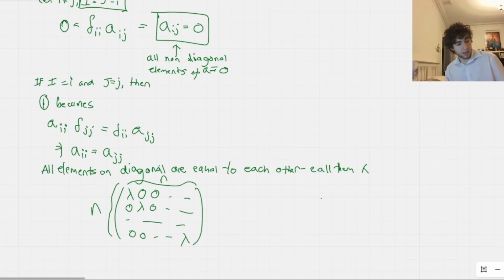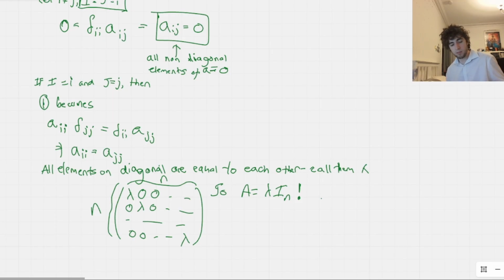So effectively, we now have enough information to make our conclusion. Capital A must be of the form lambda times the n by n identity matrix. Which is wonderful. So if there is a square matrix that commutes with all other square matrices that it's allowed to, then it must be of this form, lambda times the n by n identity matrix. Really, really nice.